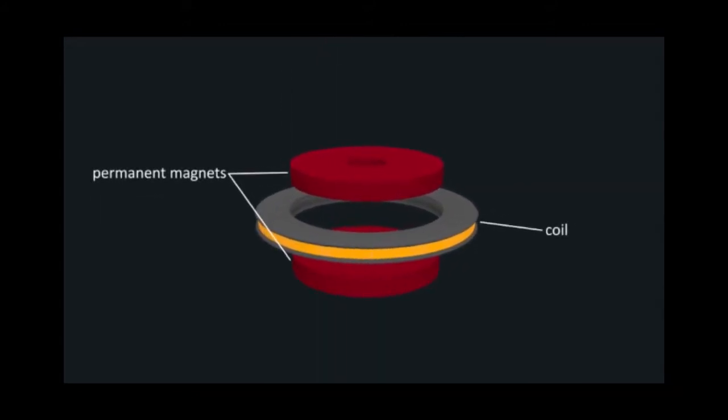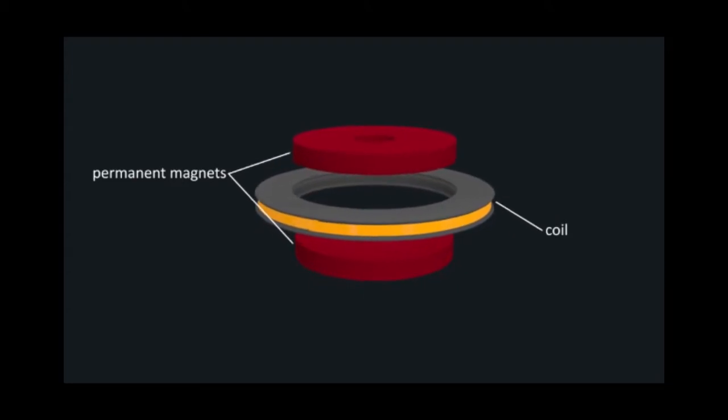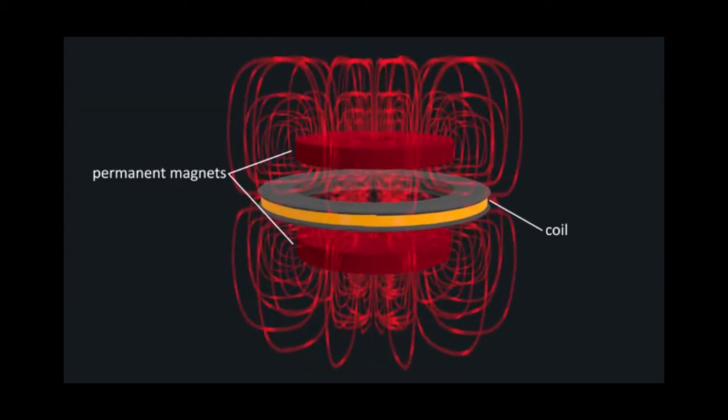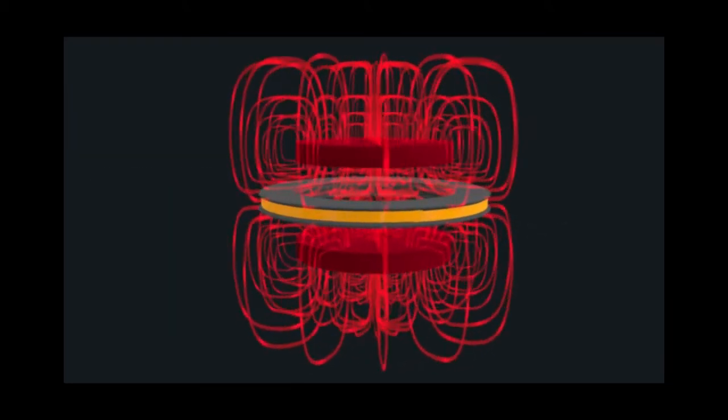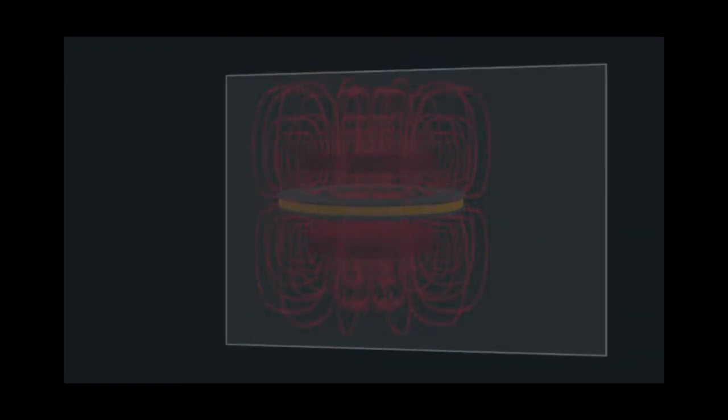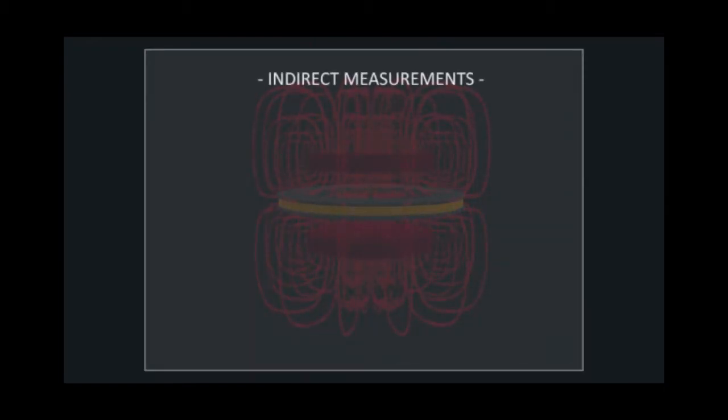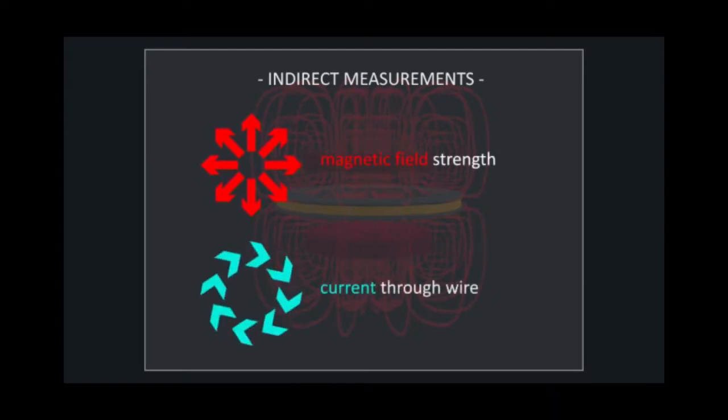This force is produced by a coil of wire that is suspended in a strong magnetic field, created by stationary permanent magnets. The watt balance lets researchers determine the mass of an object indirectly by determining 2 quantities: the strength of the magnetic field and the current running through the coil of wire. It does this in 2 separate measuring modes.